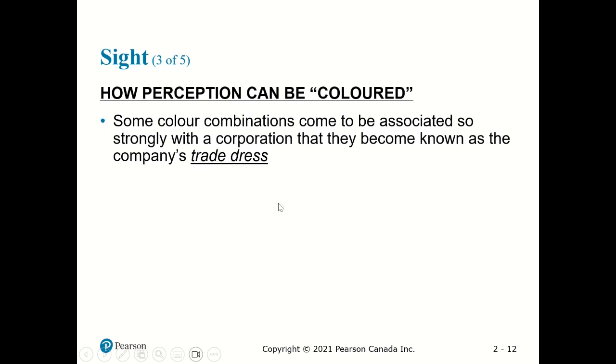Sight. So how perception can be colored. Some color combinations come to be associated so strongly with the corporation that they become known as the company's trade dress. Let's take the example of a flight. The crews, what they wear, there will be a standard dress for one group of members, one crew a different dress, another crew a different dress, matching with the airplane's logo and the color on the airplane, white or blue maybe, right? Accordingly they will wear the dress, logo, brand.